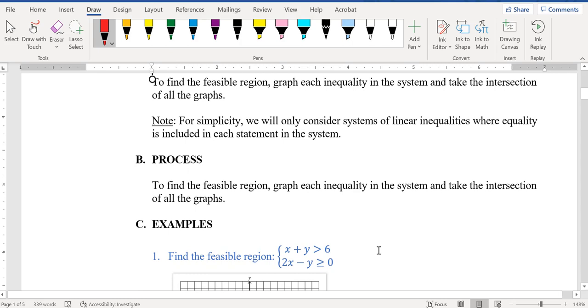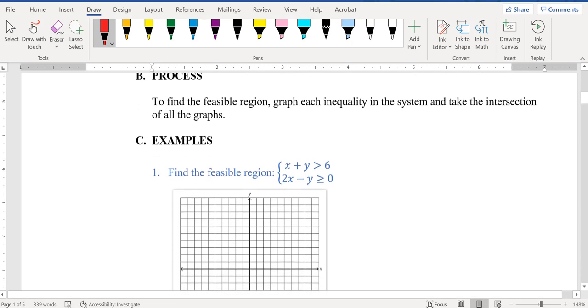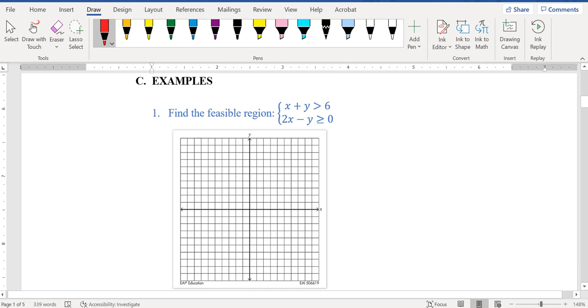To find the feasible region, graph each inequality in the system and take the intersection of all the graphs. A quick note for simplicity: we will only consider systems of linear inequalities where equality is included in each statement in the system, so that we have boundary lines that are solid and not dashed. Okay, the process to find the feasible region: graph each inequality in the system and take the intersection of all the graphs. We've said that 2 or 3 times now, but let's actually do an example.